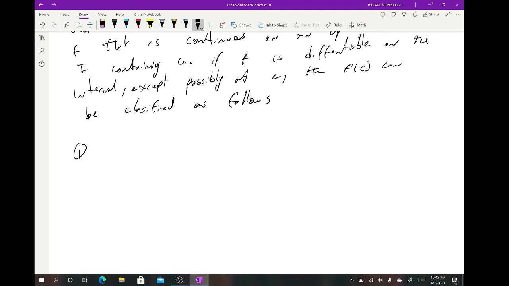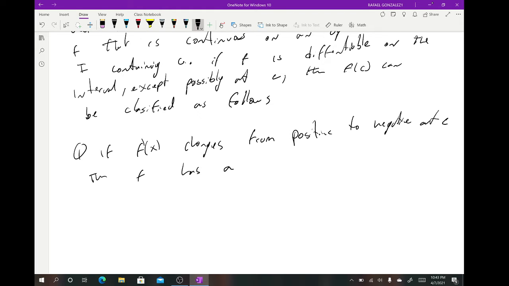Number one, if the derivative of f changes from positive to negative at C, then f has a relative maximum at the point C, f of C. Okay, so if the derivative changes from positive to negative at C, then the function f has a relative maximum at C.